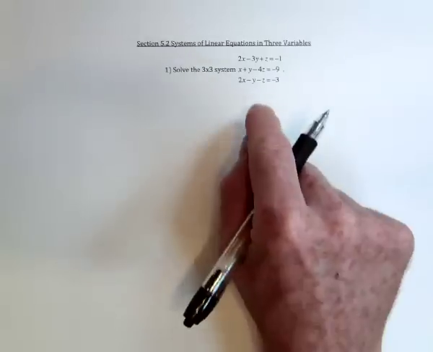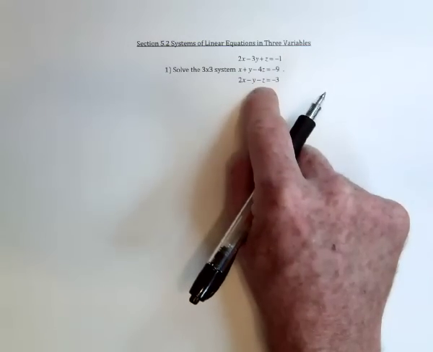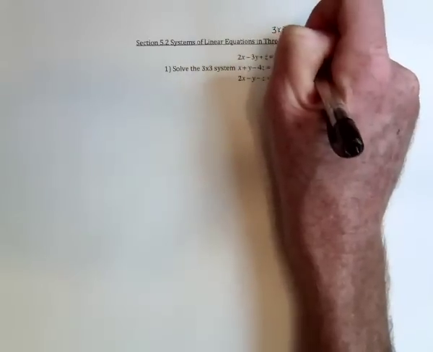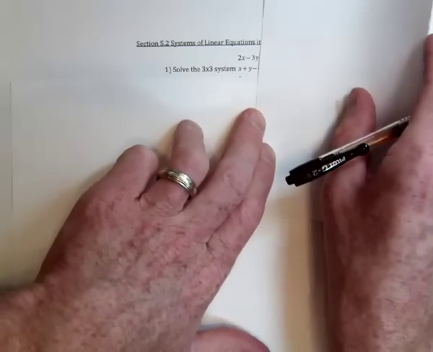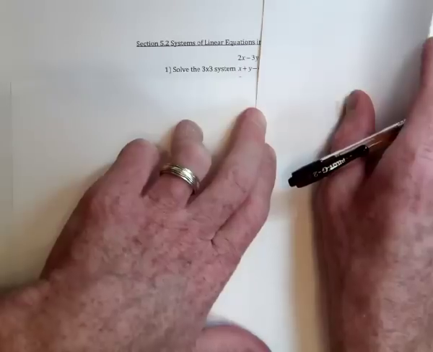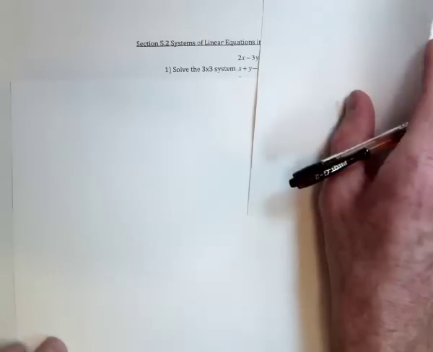With this 3x3 system, so we've got three variables, x, y, and z, and three equations, thus it's sometimes called a 3x3 system. What we can do is use two of the equations to begin with, eliminate one of the variables, and then we would have a system that has only two equations and two variables. And then we can solve that by substitution or elimination method.